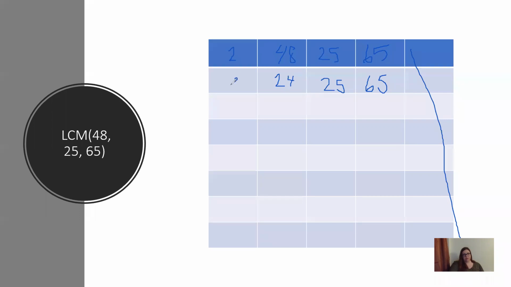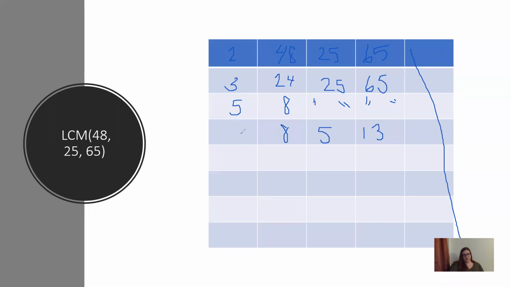Let's do 3. 24 divided by 3 is 8. 25 cannot be divided by 3, so it's 25 again and 65 again. 65 divided by 3 won't work. Let's do 5 so we can break down the 25 and 65. This one's going to be 8 again because it can't be broken down. 25 divided by 5 is 5. 65 divided by 5 is 13.